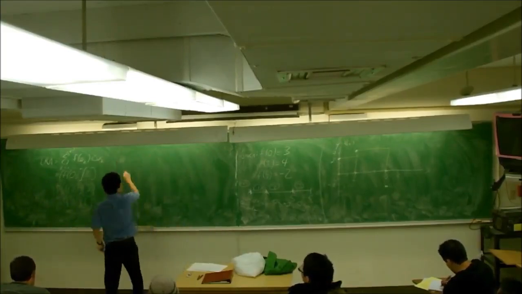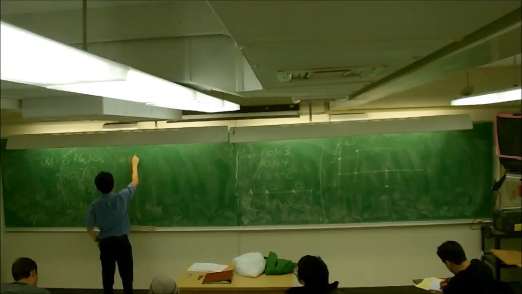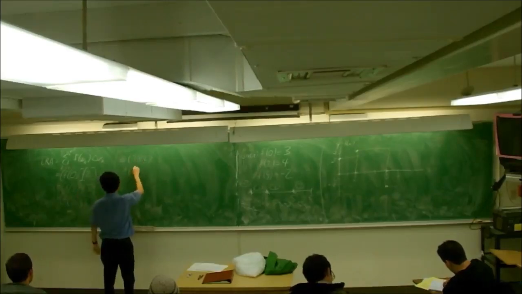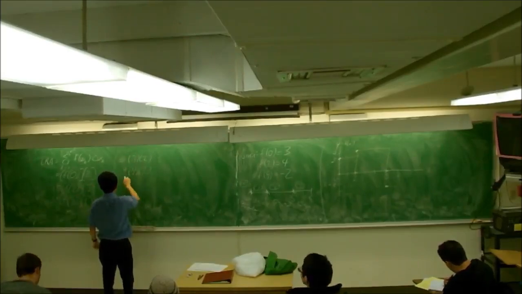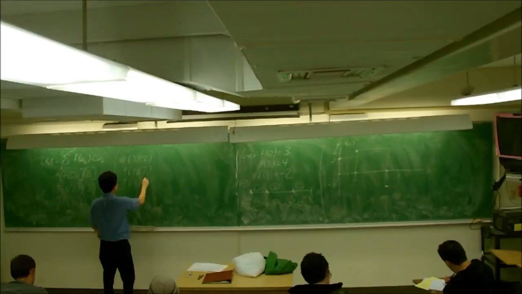What is F of 0? I gave you it was 3. So it's 3 times 2, plus F of 2, that's 4, all times 3, plus F of 5 is negative 2, all times 1.